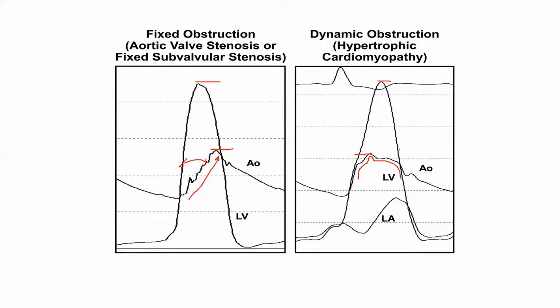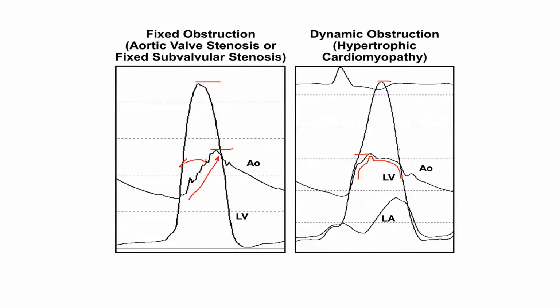what is the echo equivalence of peak to peak pressure gradient? Mean gradient. Okay. Any other opinion? Peak instantaneous. Peak pressure gradient, which is the maximum pressure we get by echo. The right answer, I wish to hear from you here, is that there is no echo equivalence of peak to peak pressure gradient. There is no.